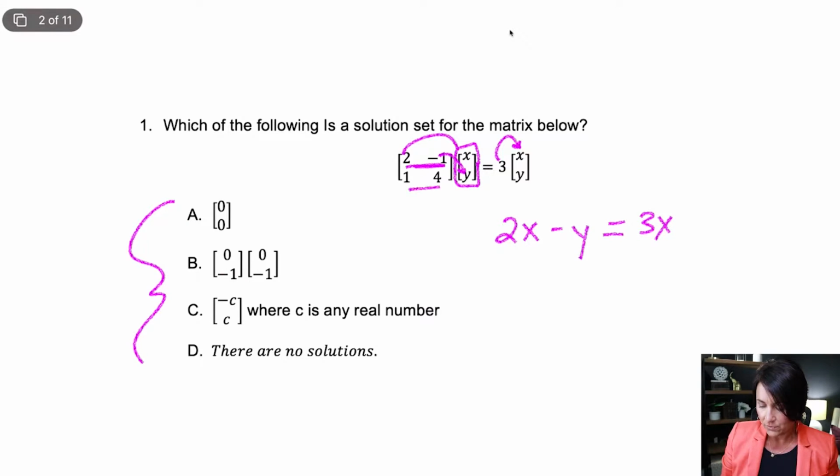Okay, now we're going to move to this one here. We're going to multiply this by this here. And so I have 1 times x is x, and then I have plus 4 times y, which is 4y, and that equals 3y. That's how you do a system of equations with this matrix.